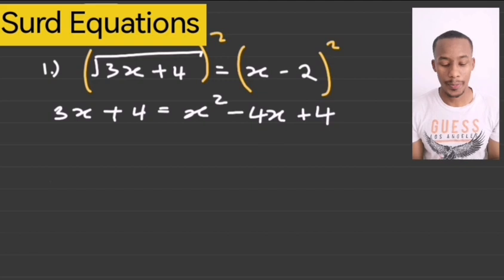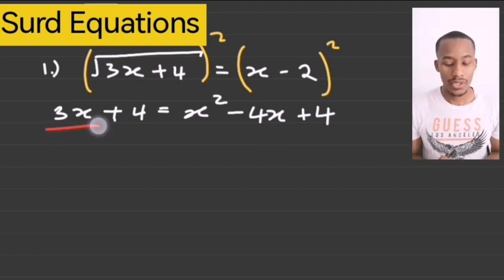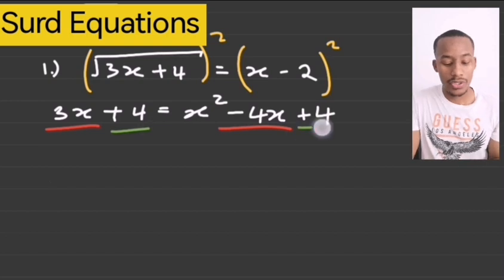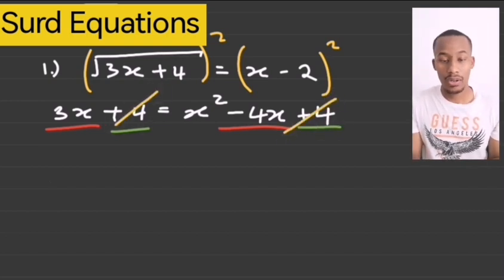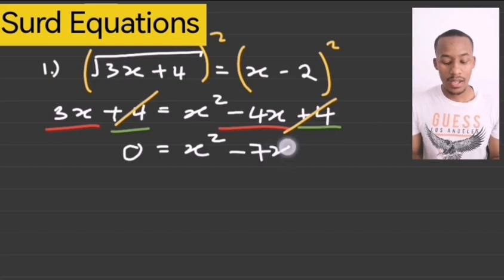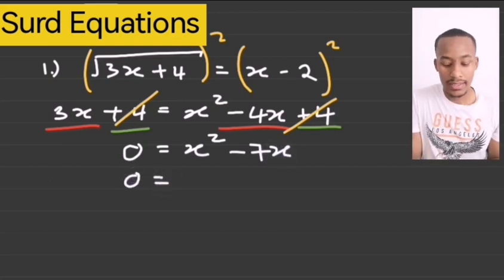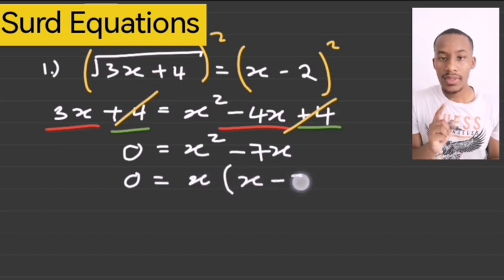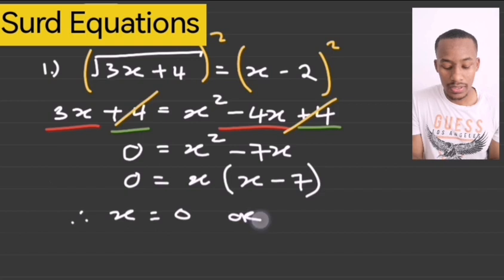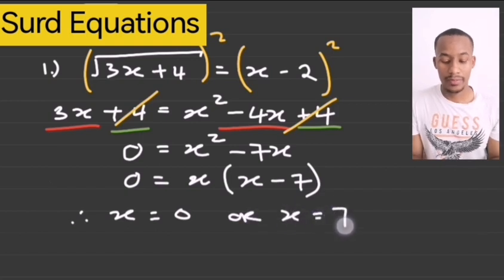Now we need to solve this quadratic equation and we're going to add the like terms. So the 4 cancels with the 4 and the 3x we can take over, and therefore negative 4x minus 3x is equal to negative 7x. Now we're going to factorize by taking out x as a common factor, and we have two answers: x is equal to 0 or x is equal to 7.